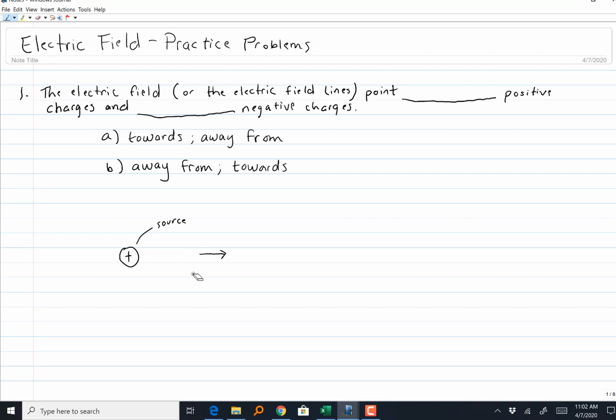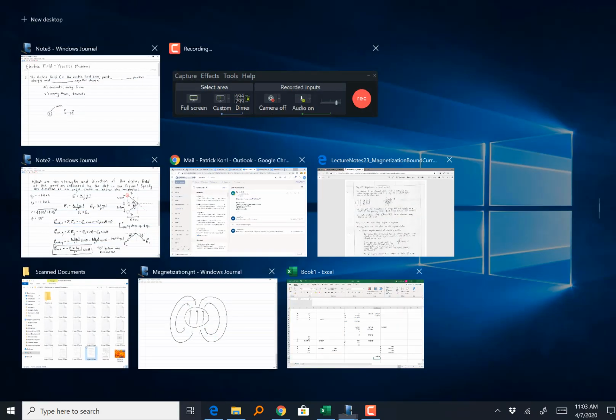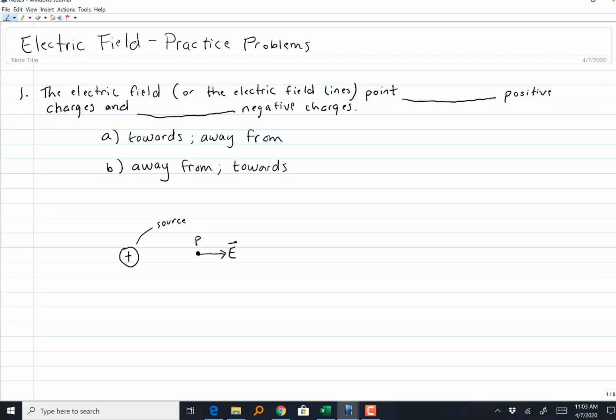So if I get rid of this charge altogether and I say what's the electric field at this point P, the electric field is going to point away from the positive charge. So I can write this again just with the electric field lines, which will all be pointing away from my positive charge.